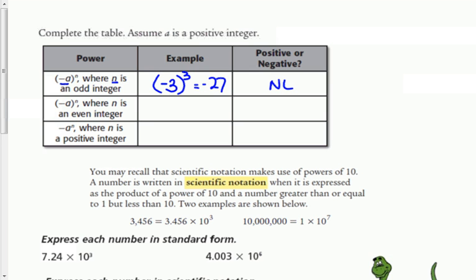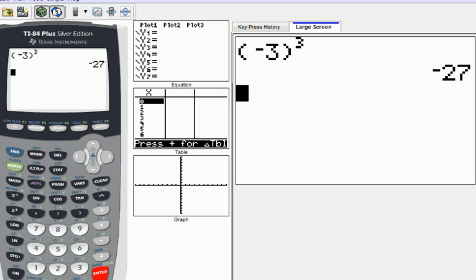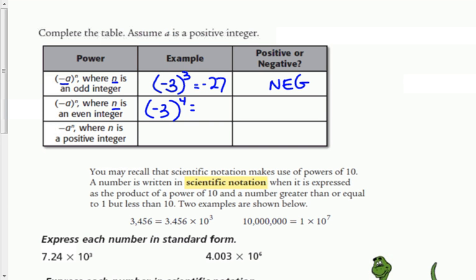And that's negative. My second one, n is an even integer, so I'm going to use my same base, -3, and I'm going to do to the fourth power. So, shortcut to do this, I can just do second enter, use my back arrow till I get to that 3 and just change that to 4, hit enter again, and that's positive 81. So that's a positive. Go ahead and do the last one, and I'll check. You can check back for the work.